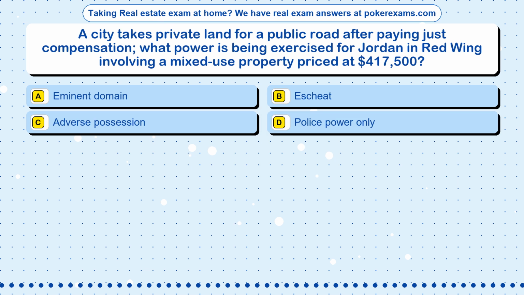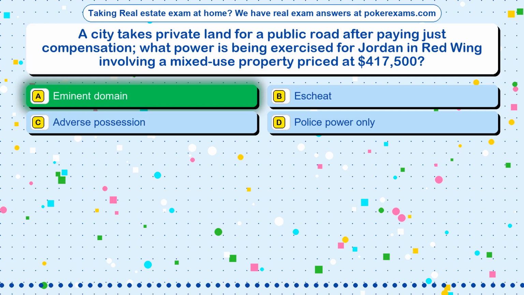Question 25. A city takes private land for a public road after paying just compensation. What power is being exercised for Jordan and Red Wing involving a mixed-use property priced at $417,500? Option A, eminent domain. Option B, escheat. Option C, adverse possession. Option D, police power only.